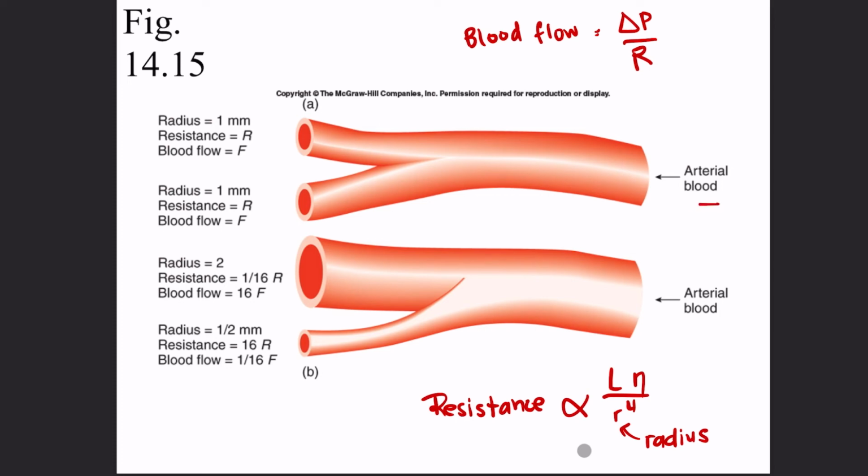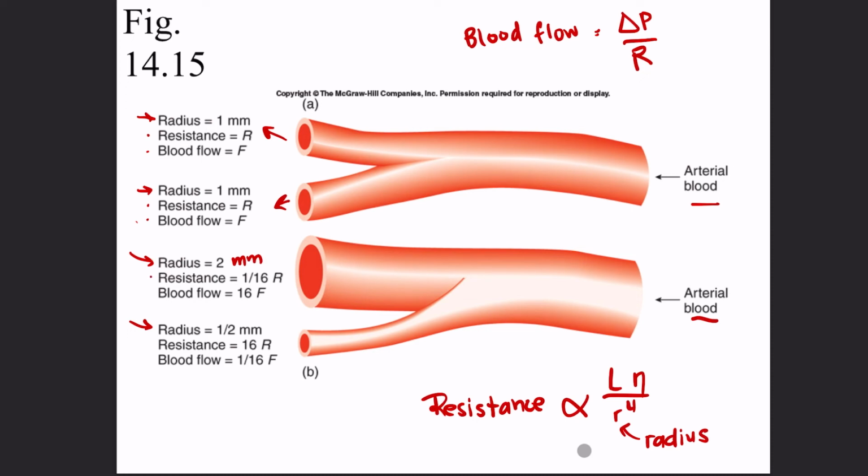This shows one artery that breaks into 2 smaller arterioles. And you can see that the radius is equal to the same, and the resistance and blood flow are the same for both of those vessels, as expected because the radius is the same. Let's look at this bottom example down here. This example is showing 2 millimeters. This one is showing a 0.5 millimeter. So that would be a fourth of this top one.